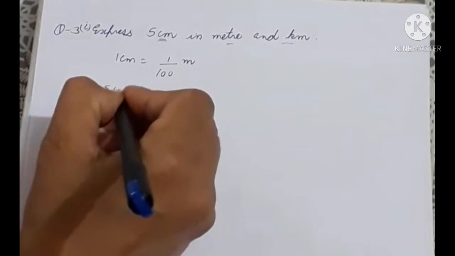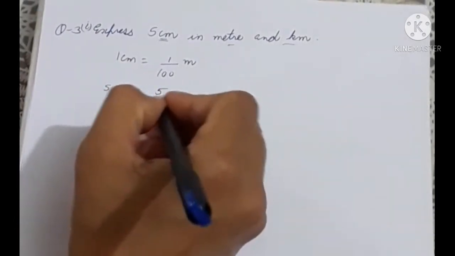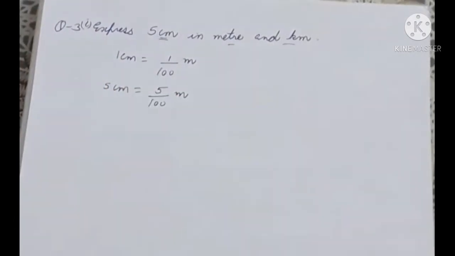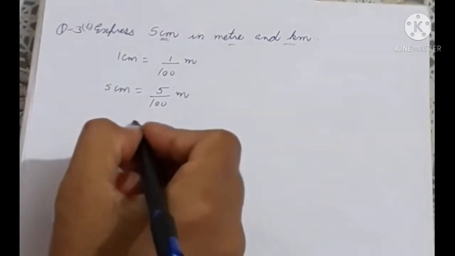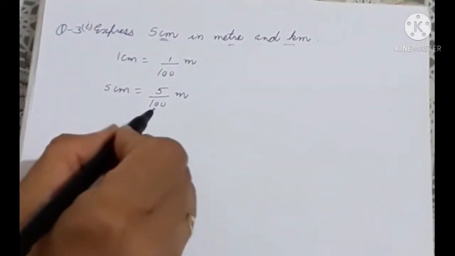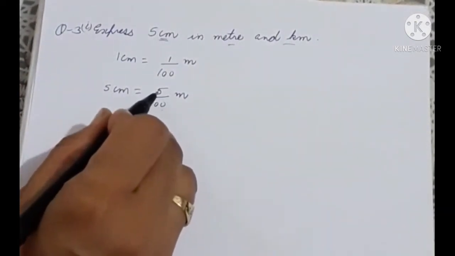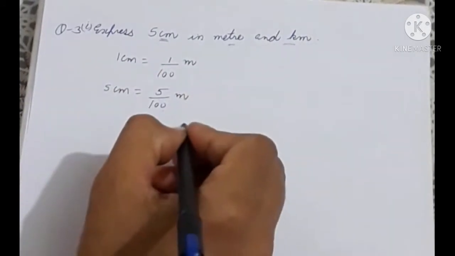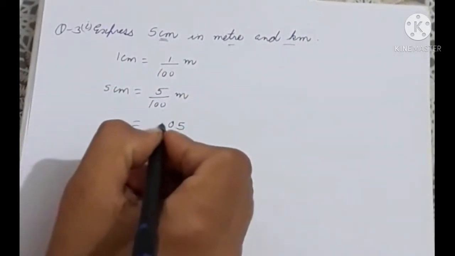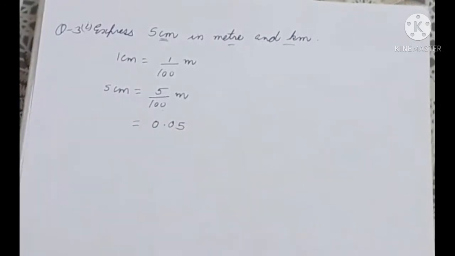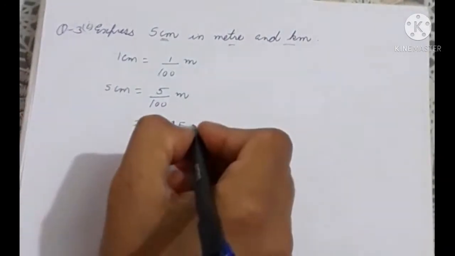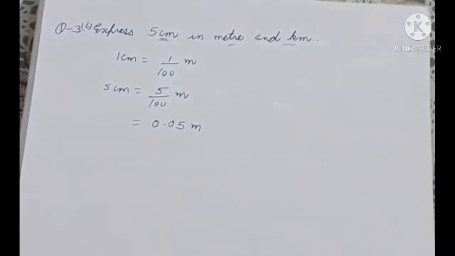So 5 centimeter equals 5 upon 100 meters. If I have to write this in decimal, what will I do? After decimal, you can see in the denominator there are 2 zeros. So after decimal there should be 2 digits starting from the right. 5, here 0 and then point. Nothing in the whole number part means 0 will come. So it will be 0.05 meters.